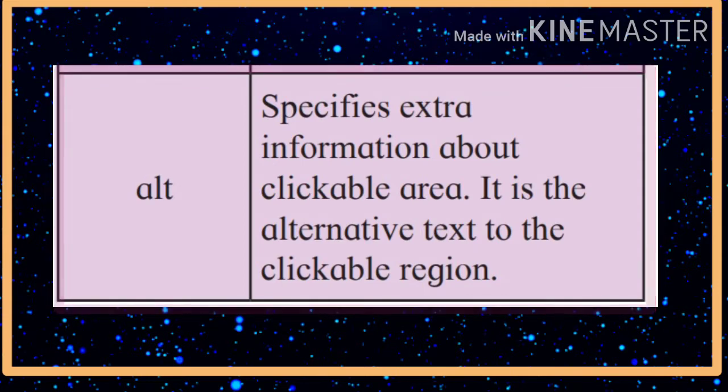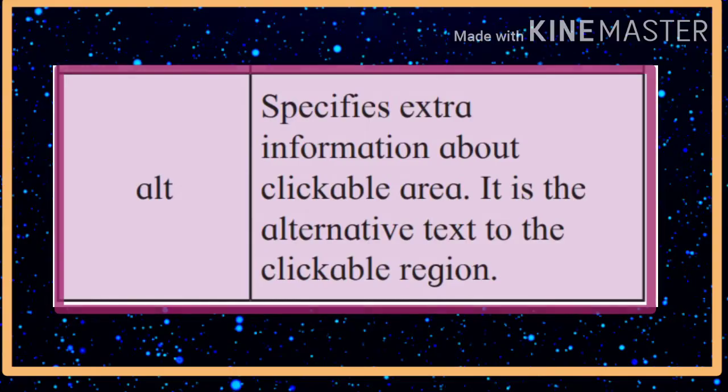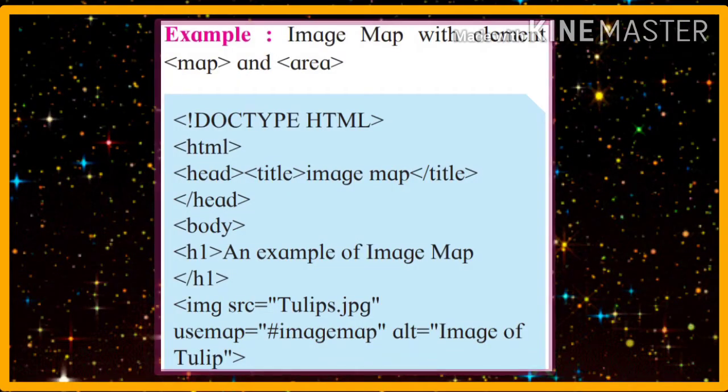Alt property specifies extra information about the clickable area. It is the alternative text to the clickable region. Let's see one example of client-side image map. Here, one image tulip.jpg is used by using the src attribute of img tag. To specify the client-side image map, useMap attribute of img tag is used, having the value #imagemap, where the first character is hash. Here, the alt attribute is also used to define the alternative text to the clickable region.